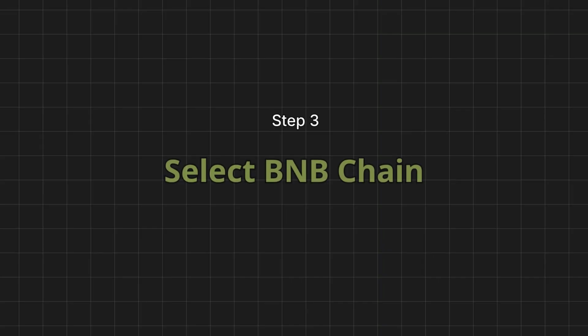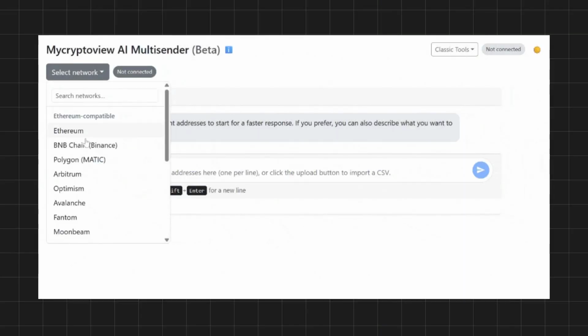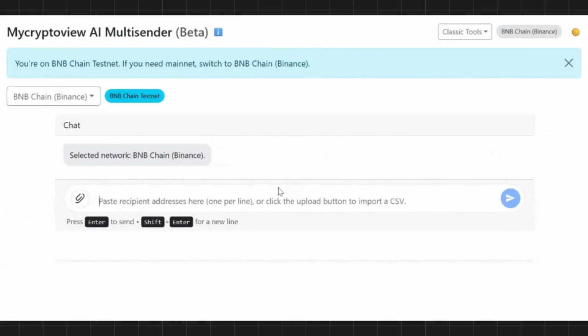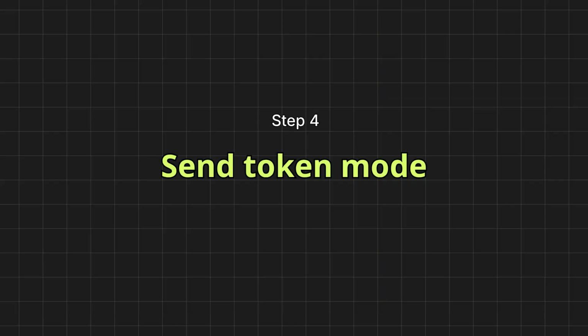Select the BNB chain network. You can also use other EVM networks supported by MetaMask. Switch to token mode by typing Send Token. Alternatively, you can select this after uploading your address list.